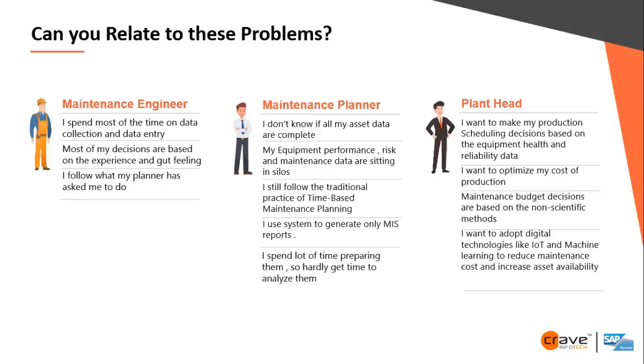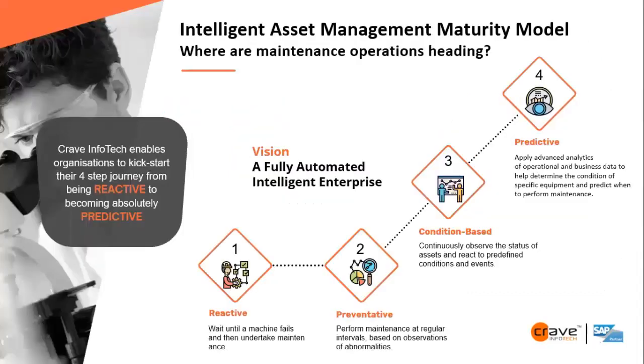The maintenance planner's pain areas are, again, different. He thinks that my equipment performance, risk, and maintenance data are sitting in silos. I still follow traditional practices, which are time-based maintenance planning. How can I change that? How can I take it from reactive to preventive to predictive, the journey of reactive to predictive? And the plant head's challenges are obviously different: total cost of ownership, how he can optimize the cost of production, how he can maintain budget decisions, how he can adopt digital technologies like IoT and machine learning to reduce maintenance cost and increase asset availability. So these are role-based challenges in the plant maintenance area.